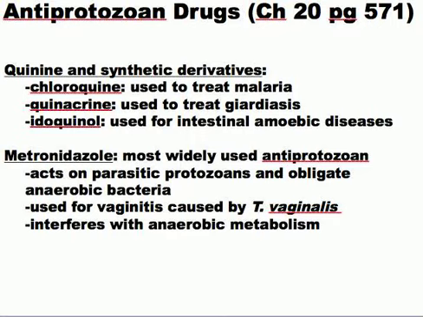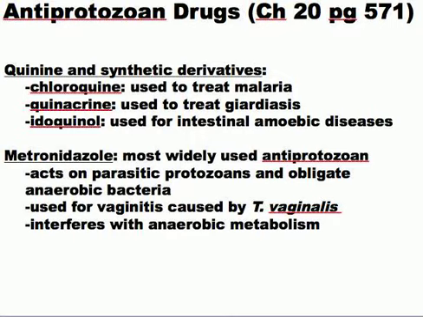So now we're going to talk about some antiprotozoan drugs. Again, this information is found back in Chapter 20, and this is going to be specifically on page 571. Now, for hundreds of years, quinine, which is made from the Peruvian cinchona tree, was the only drug known to be effective against parasites, and specifically it was very effective against malaria. Now, we still use quinine and some synthetic derivatives to treat malaria. So chloroquine is used to treat malaria now. Quinacrine is used to treat giardiasis, which is caused by Giardia lamblia. And there's iodoquinol, which is used for intestinal amoebic diseases.